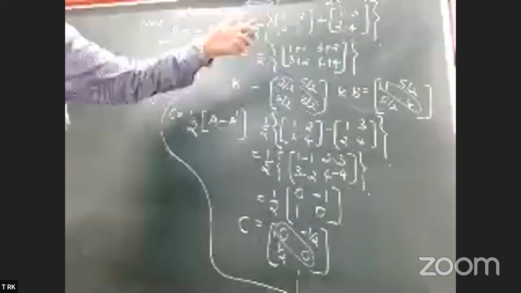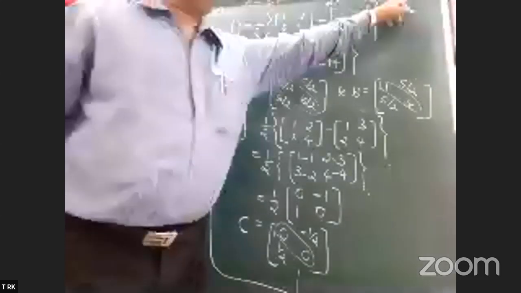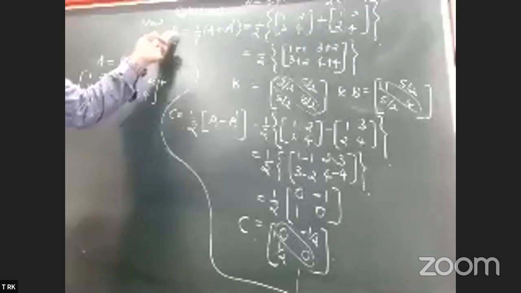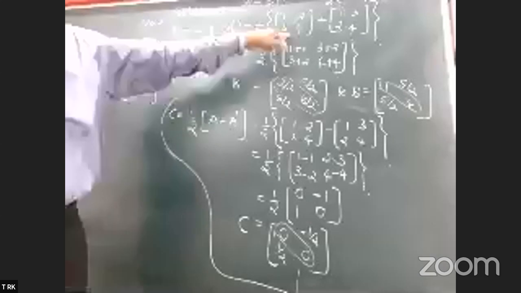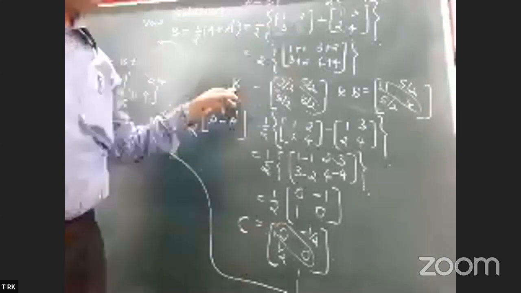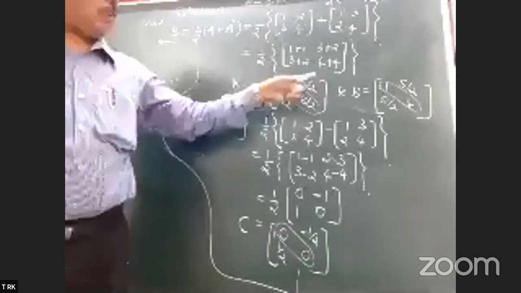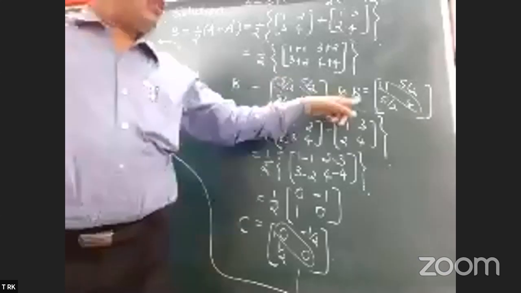To split A into a symmetric as well as a skew symmetric matrix, first take B equal to 1 by 2 into A plus A dash. Here A is the given matrix and A dash is its transpose. The sum of these two yields B. In B, the elements on either side of the diagonal are the same, so that is a symmetric matrix.